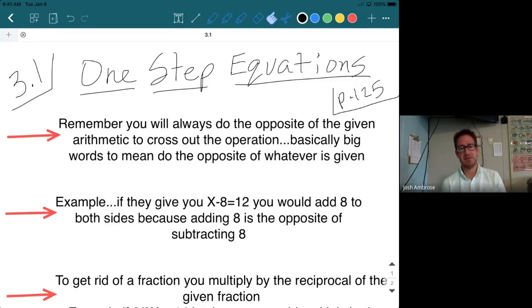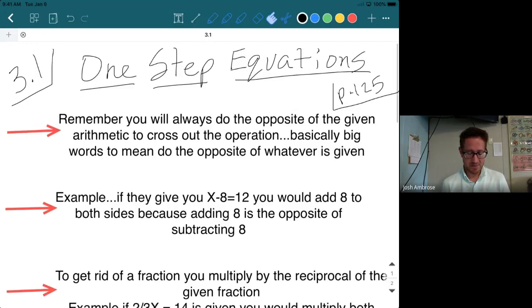All right, then I give you a little basic example right there. Okay, if they give you x minus 8 equals 12, they're giving you minus 8. So what are you going to do? You're going to add 8 to make sure that you do the opposite. You do the opposite to cross out whatever type of math they're giving you.